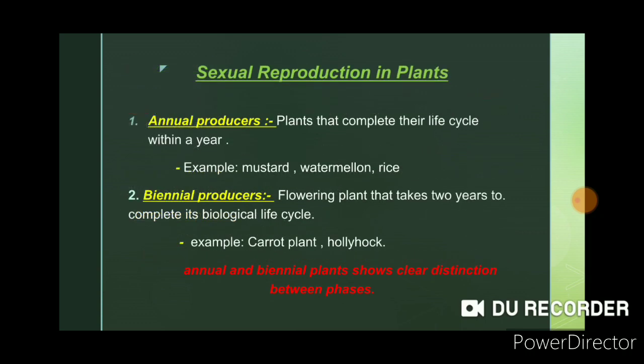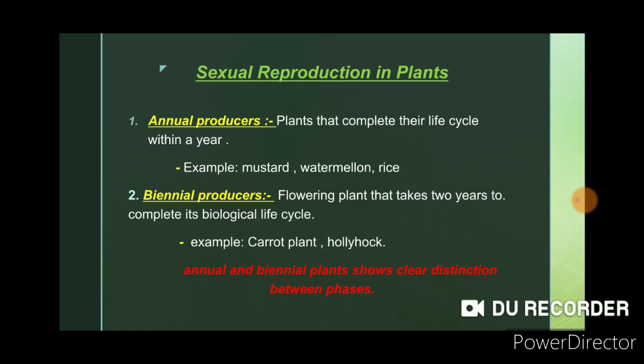now we will be discussing sexual reproduction in plants as well as in animals, and then also we'll be discussing sexuality in plants and sexuality in animals. Coming up to sexual reproduction in plants. Now, plants reproduce annually, biennially, and perennially. We'll be discussing one by one.